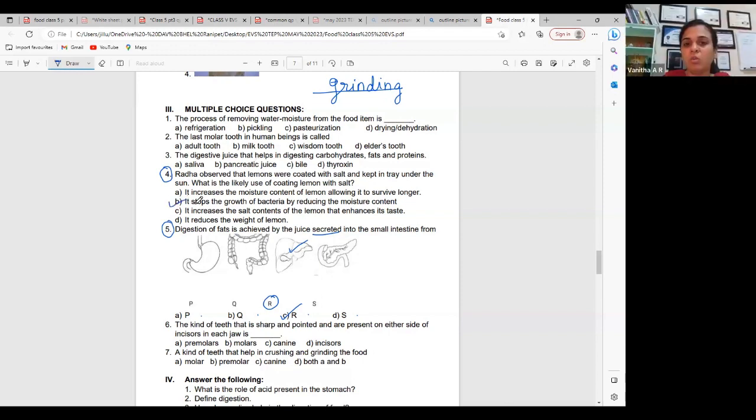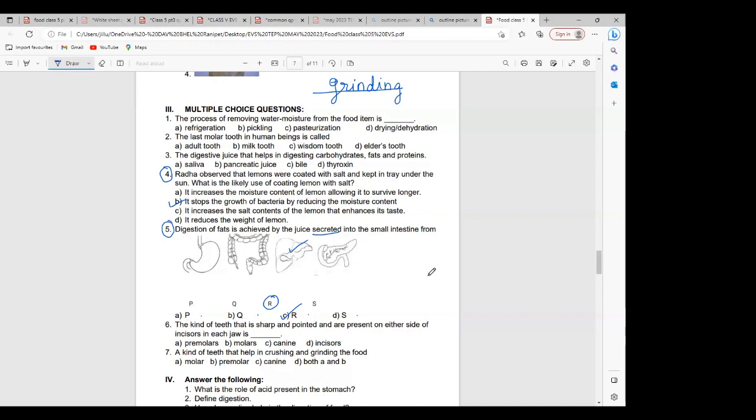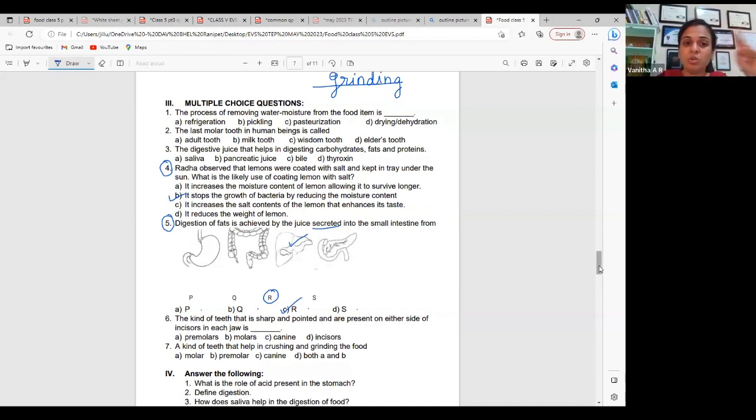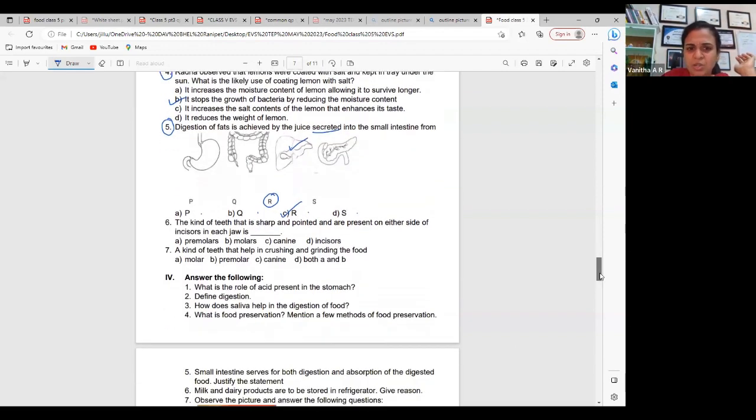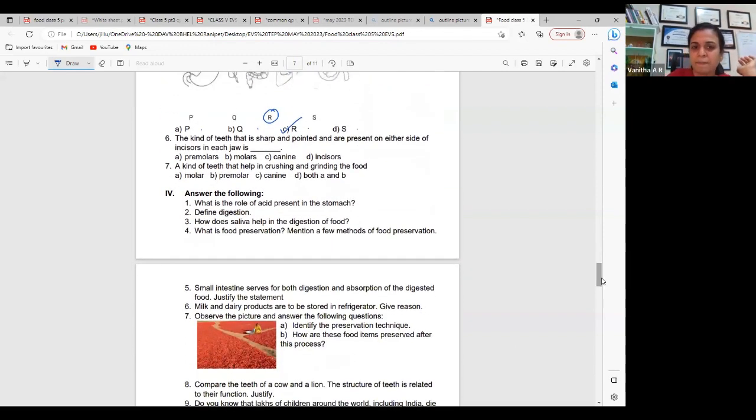See, what do we do when we coat it with salt and keep it under the sun is we reduce the moisture content. We remove the moisture from them. So B is the right answer. So that's what you ask children to read once, twice, and thrice. Everybody is likely to make mistakes, so nothing wrong in that.